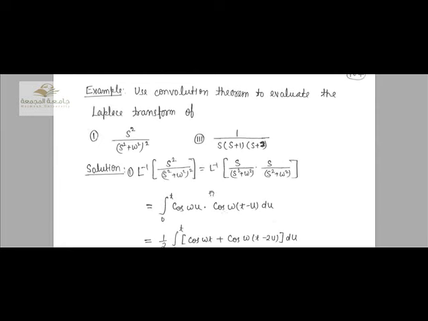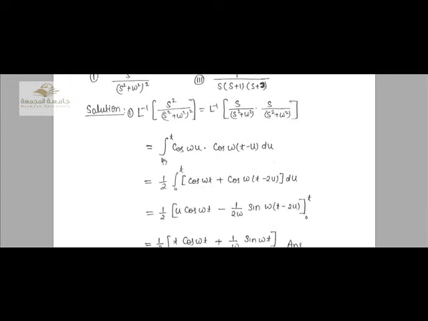Now the next problem is use convolution theorem to evaluate the inverse Laplace transform of first s square over s square plus omega square whole square, second 1 over s plus 1 s plus 2. Solution. First, L inverse s square over s square plus omega square whole square is equal to L inverse s over s square plus omega square into s over s square plus omega square. So this is equal to integral 0 to t cosine omega u into cosine omega t minus u du.